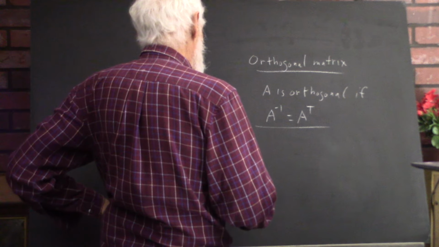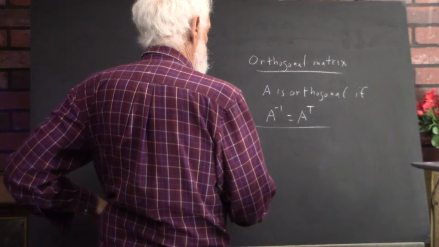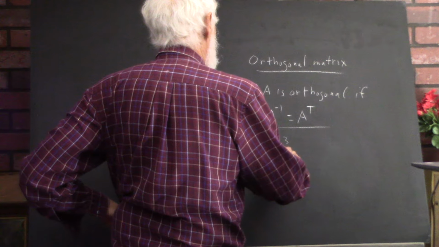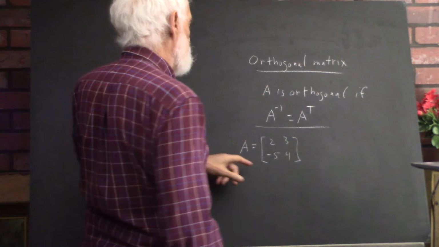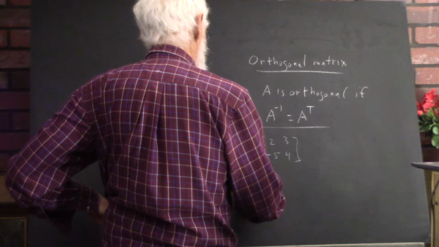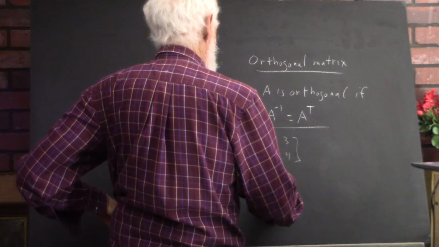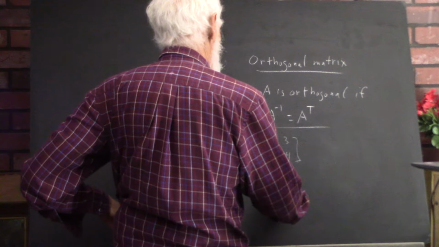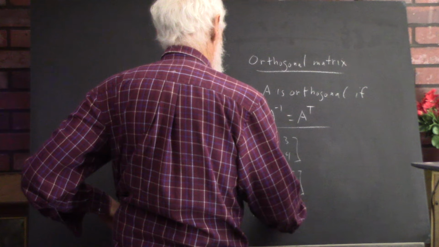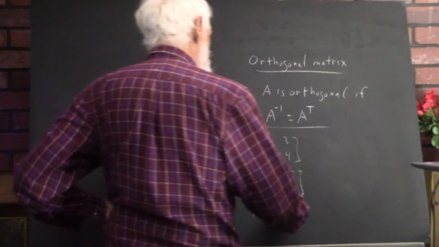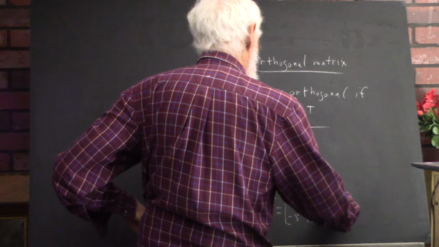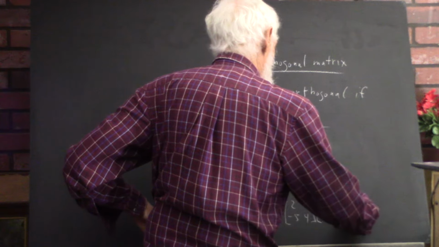What's that mean? Well, let's just take matrix A equals [2, 3; -5, 4], and see if this matrix is orthogonal. Okay, well, A transpose, you just switch the rows to columns. And A times A transpose, well, that's [2, 3; -5, 4] multiplied by [2, -5; 3, 4].